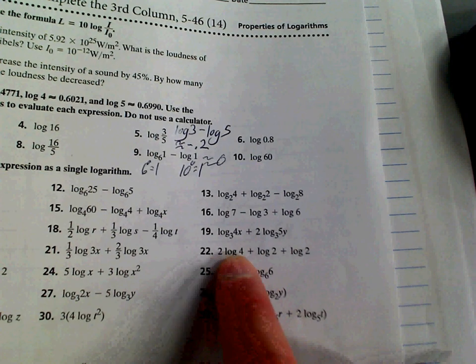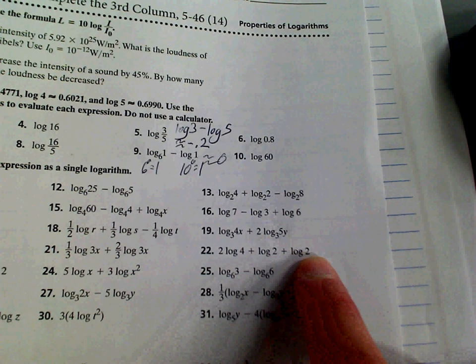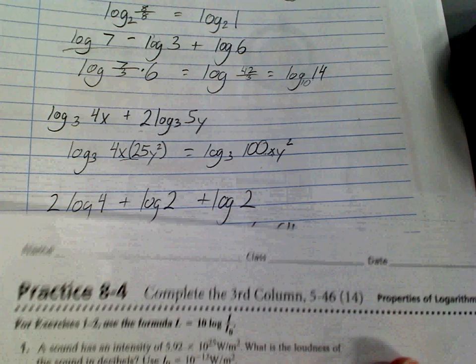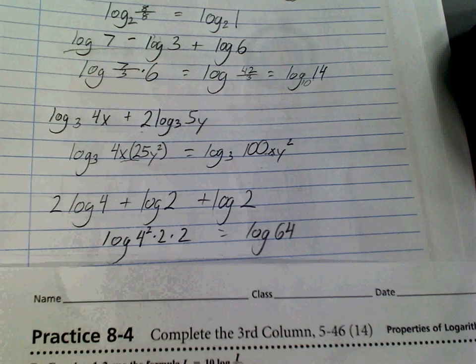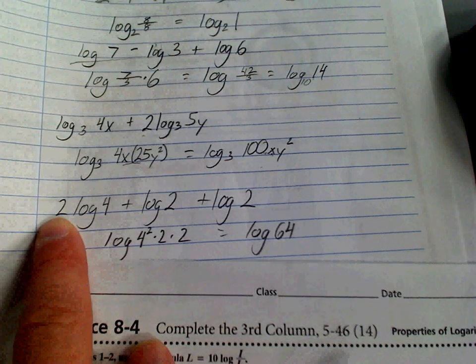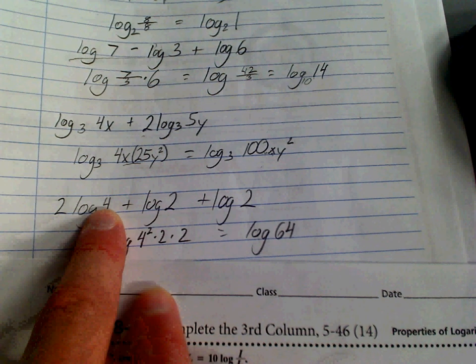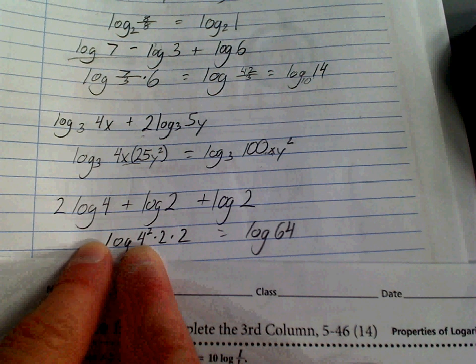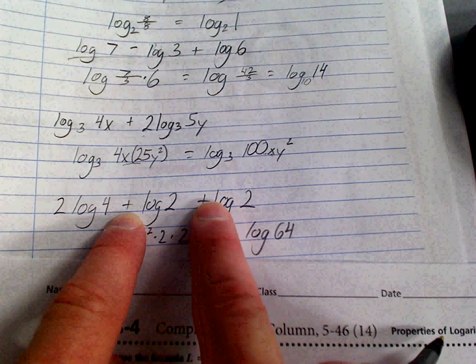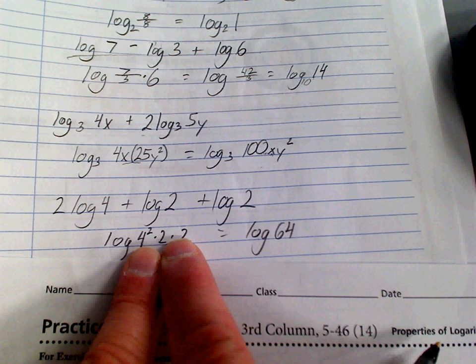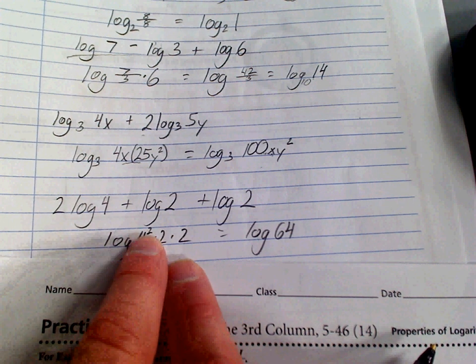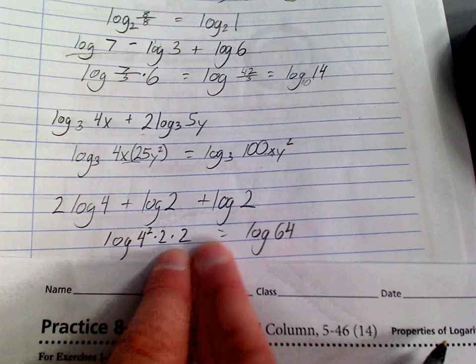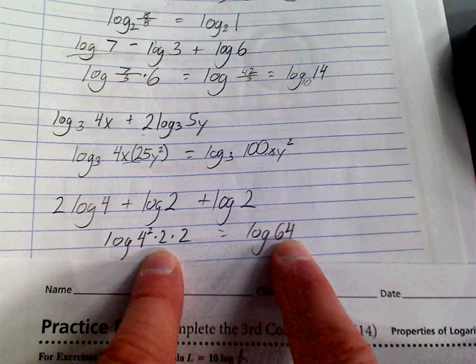Number 22: 2 log 4 plus log 2 plus log 2 could be written as a single logarithm. The power property says put the 2 on the 4, so it's log 4 squared. Because it's plus and plus, we would multiply it and multiply it. So log 4 squared times the 2, which makes log 64.